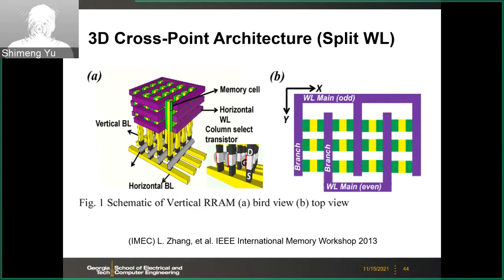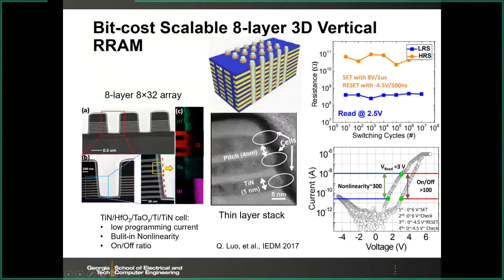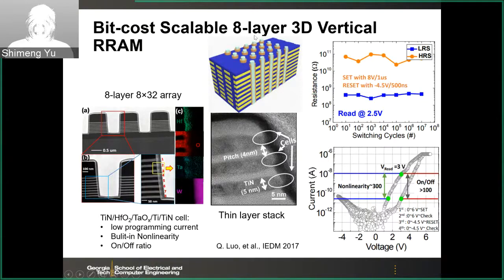I'll skip the details. And the recent demonstrations in IEDM 17, like 8 layers of the 3D vertical RRAM, have been experimentally demonstrated. You look at the sidewall here, the RRAM, there are 8 resistors in parallel on 8 layers.